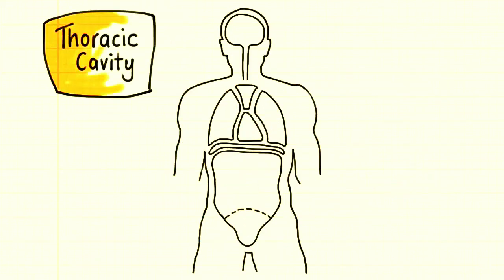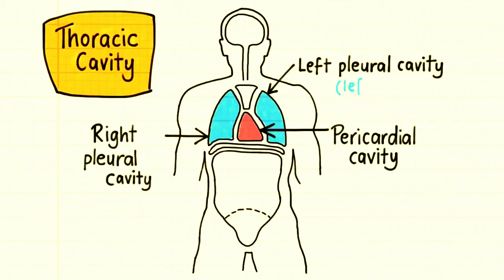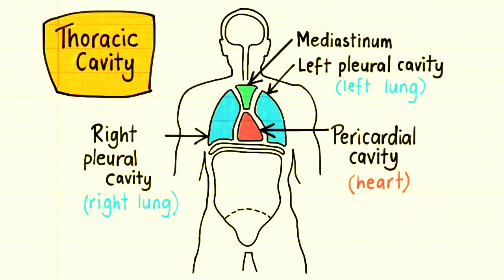The thoracic cavity can be subdivided into the left and right pleural cavities and a central pericardial cavity. The pleural cavities contain the lungs and the pericardial cavity contains the heart. Separating these three cavities is a partition called the mediastinum.